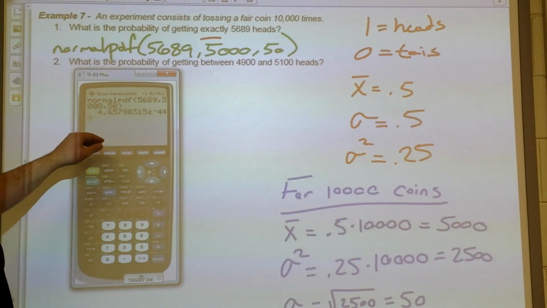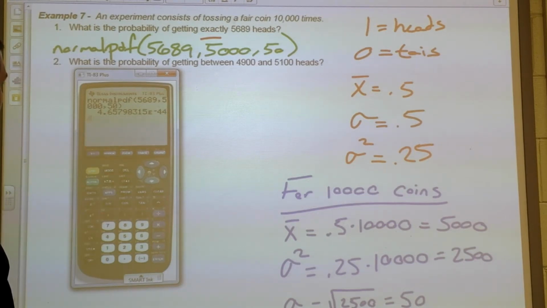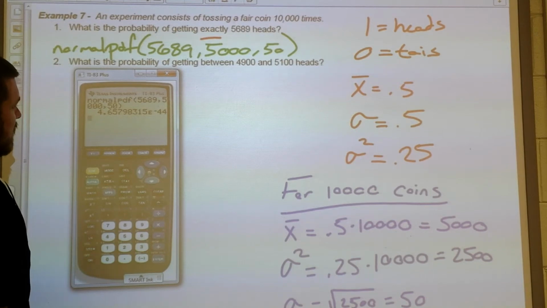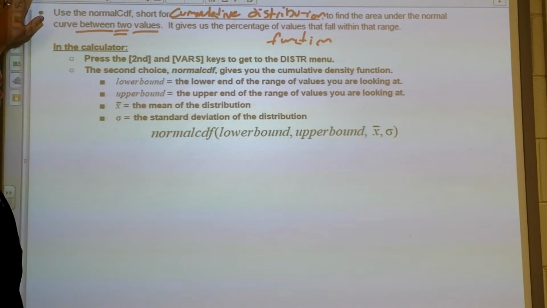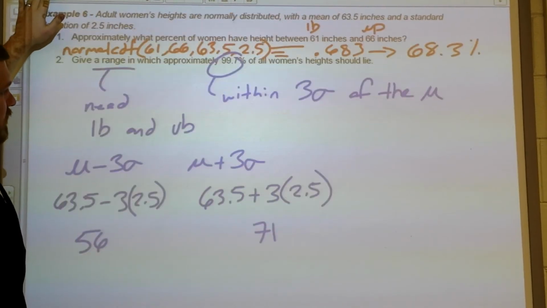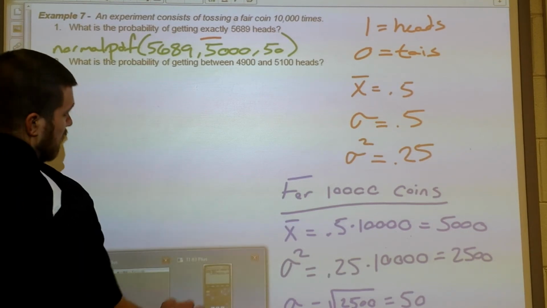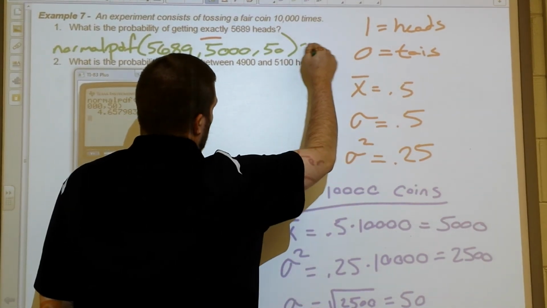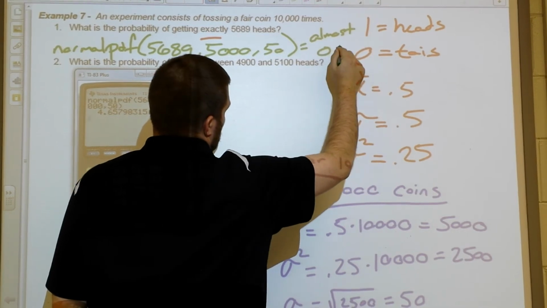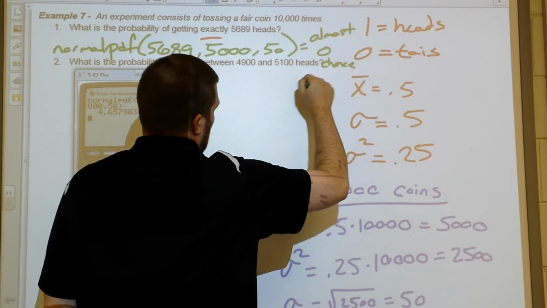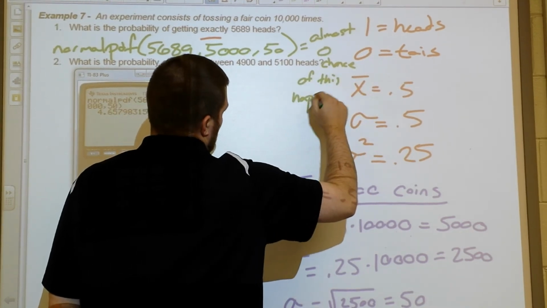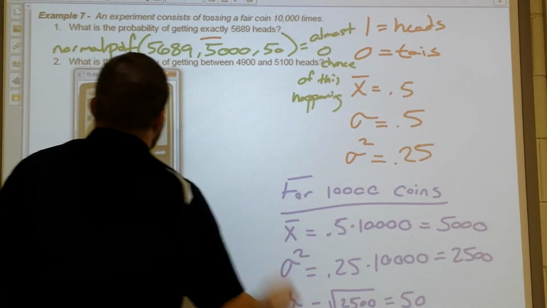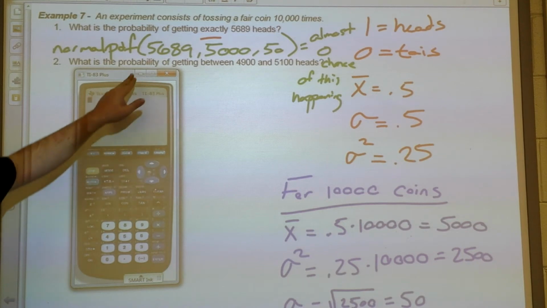And it's a really, really small number. Make sure I type this in correctly, 5,689. Okay, so the probability is an incredibly small number. Let's go back and make sure I've got everything in the correct order: x, x bar, standard deviation. So according to this, it doesn't make a lot of sense to me, but I'm going to trust the calculator. It says that I have a very small, almost zero chance of this happening. That's okay. It might be true that there's a zero chance of this happening.